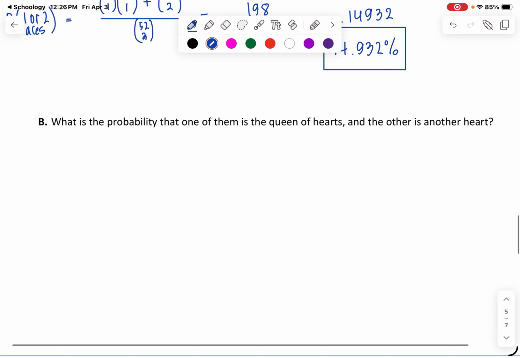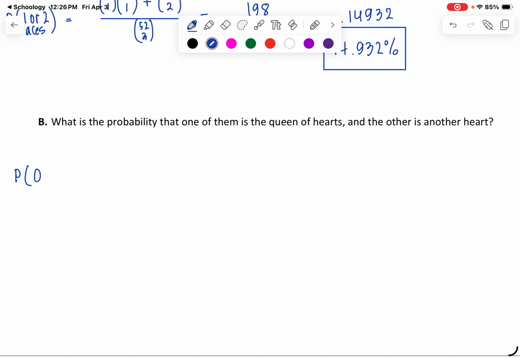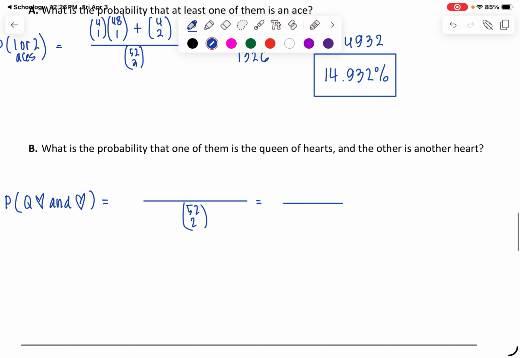Next one, what's the probability? Oh yeah, we're still in the same section, it's part B. What's the probability that one of them is the queen of hearts and the other is another heart? So we want the probability of the queen of hearts and another heart. Okay, so once again, 52 choose 2. And that is, let me look back up there, 1326.